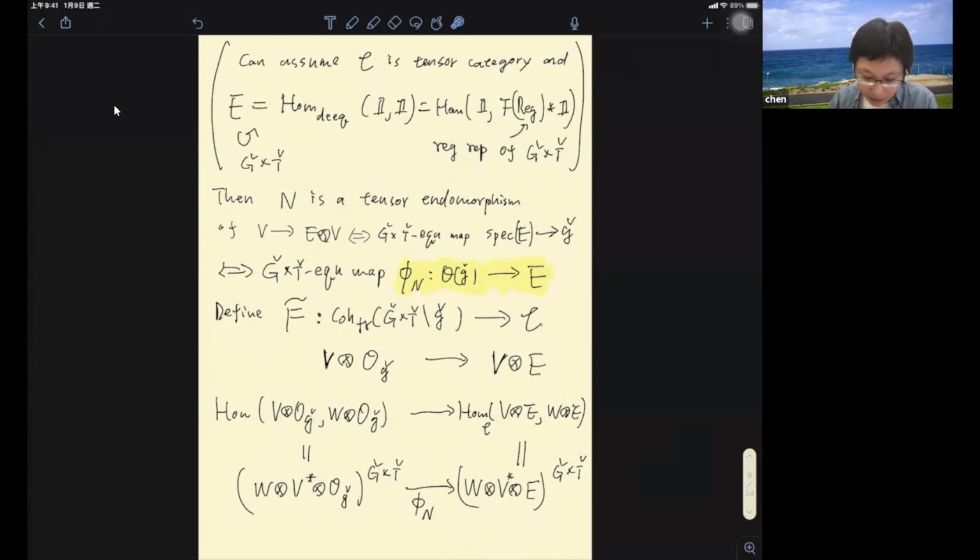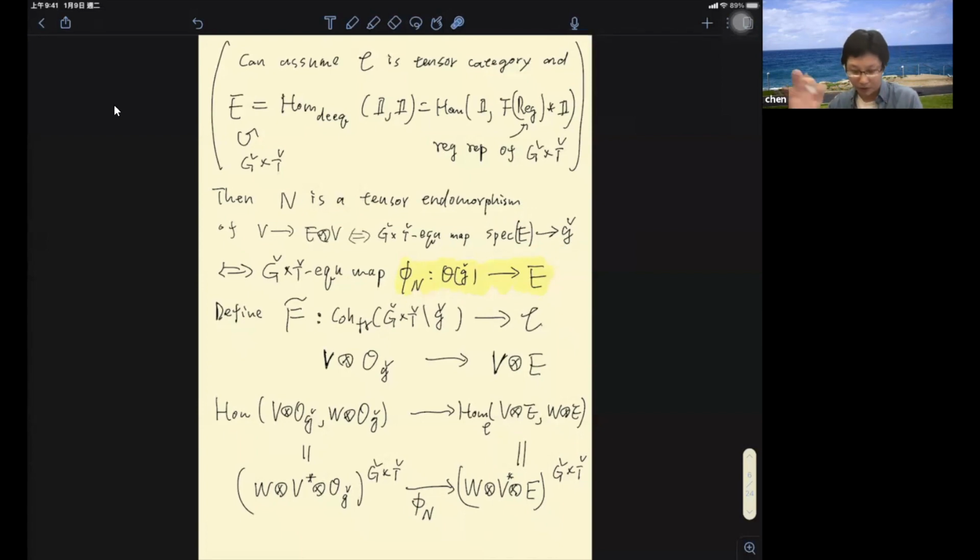Okay. And then in these situations, this tensor endomorphism N becomes a tensor endomorphism of this very simple functor, V goes to E tensor V. And now, according to Maki, who explained this, such a tensor endomorphism is basically a family of elements in the Lie algebra, a G check times T check equivariant map from Spec A to E.